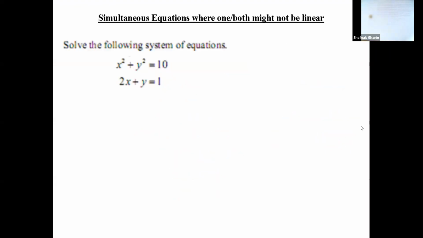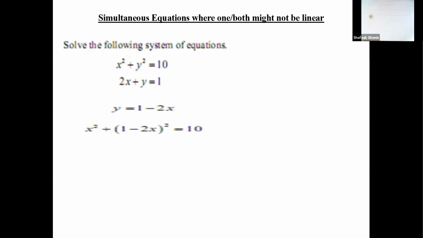Here you have a pair of simultaneous equations, x squared plus y squared equal 10 and 2x plus y equal 1. The method that will be useful here is the method of substitution. Notice how substitution is used to solve this pair. We took the linear one, and that might be the one that is better to use in most cases.